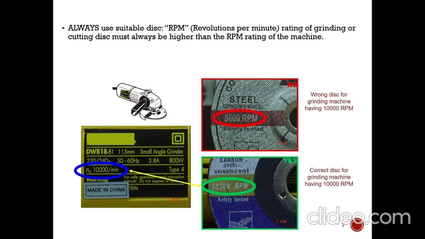The reason is that with a low RPM rated disc, there is a high probability of causing damage and injuries to operatives and those standing nearby. I hope you understand the importance of identifying the RPM rates of the disc and grinder before starting the operation.